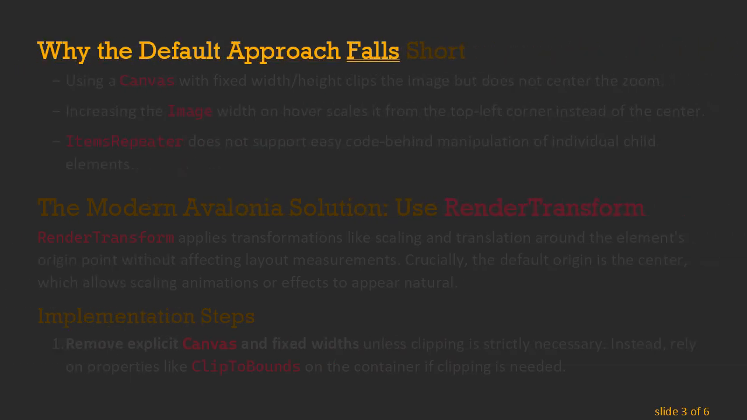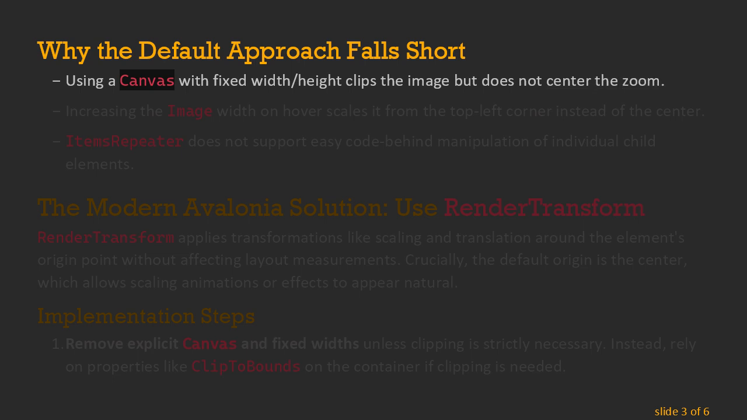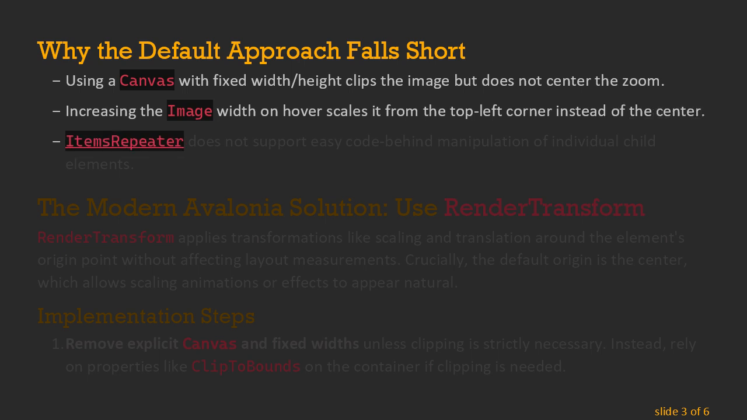Why the default approach falls short. Using a canvas with fixed width and height clips the image but does not center the zoom. Increasing the image width on hover scales it from the top left corner instead of the center. ItemsRepeater does not support easy code behind manipulation of individual child elements.